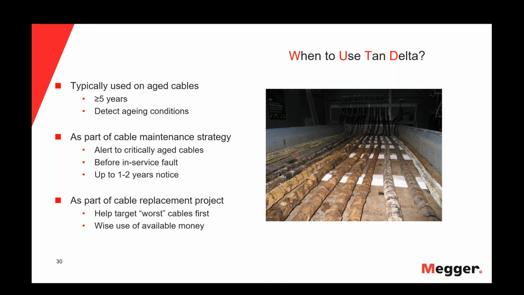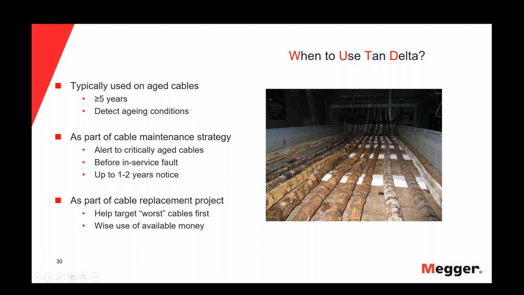When to use the Tan Delta? Well, typically we will use the Tan Delta on aged cables that have been in service at least 5 years. The goal is to detect the aging conditions in the insulation of the cables, and we can use the Tan Delta test as part of a cable maintenance strategy to alert to critical aged cables before in-service faults, with up to 1 to 2 years notice.